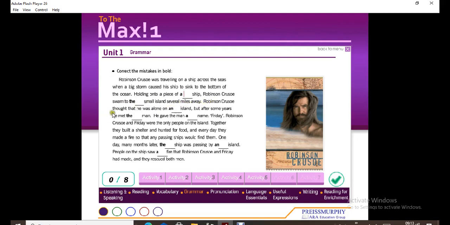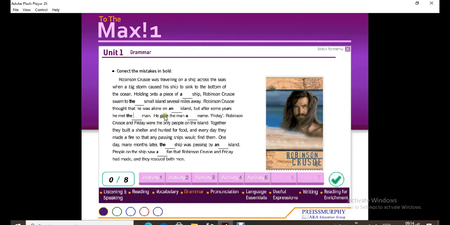Robinson Crusoe thought that he was alone on the island. The island is mentioned before, so here I'm going to use "the". Now, he was alone on the island, but after some years he met a man. Now, this man is mentioned for the first time, we did not mention him before, so I'm going to write "a" here.